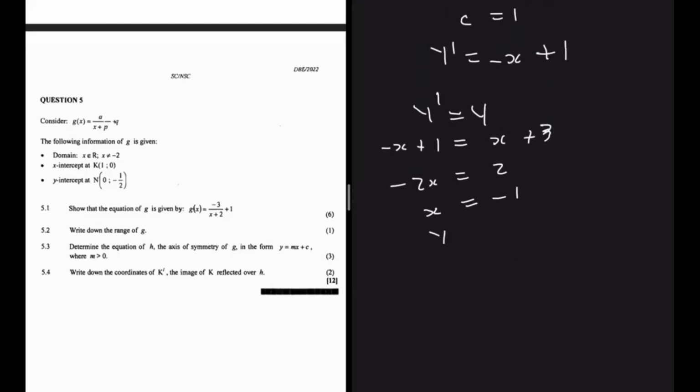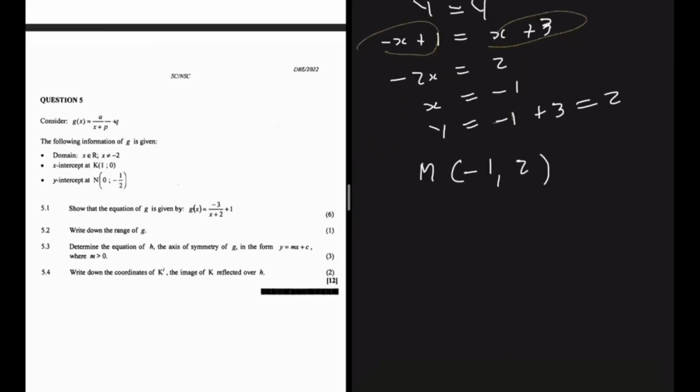But what is the y value? We take either of these two equations to find the y value, right? So let's take x plus 3. We're gonna get minus 1 plus 3, which is equal to 2. So let's say the midpoint will be minus 1 and 2.